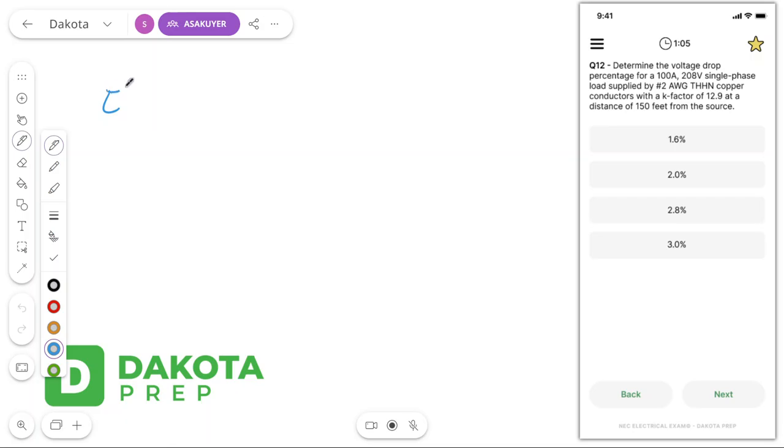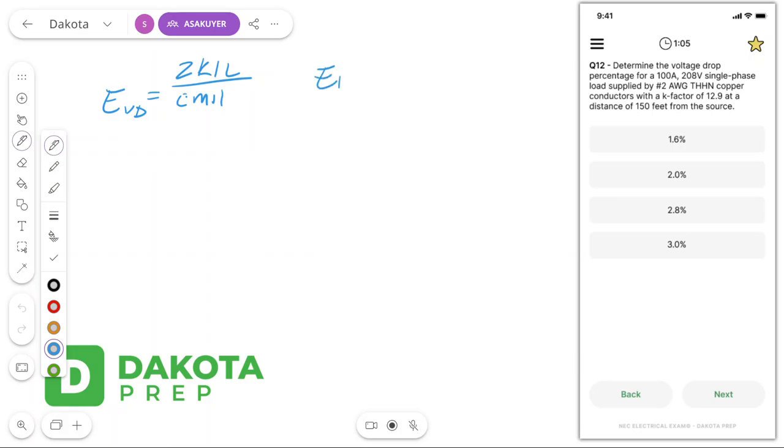Your voltage drop formula looks like this for a single phase load. It is 2 K I L over C mil, or 2 for single phase times your specific resistance times your current times your length in feet over the circular mil area of your conductor.